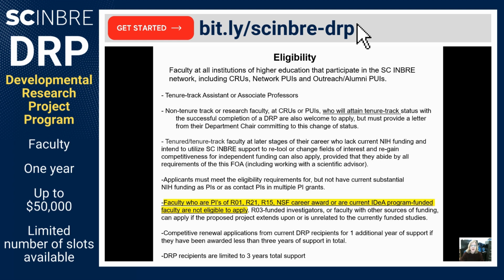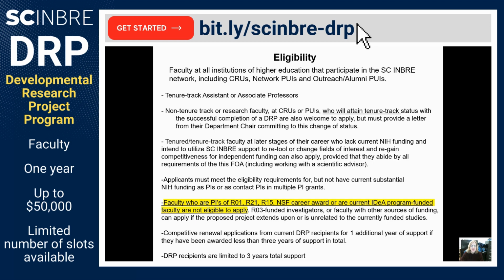Tenure track and tenured assistant, associate, and full professors are eligible to apply, and non-tenure track research faculty at our CRUs and PUIs are able to apply if they will attain a tenure track position with successful completion of their DRP. And we need to have a letter of commitment to this from the departmental chair stating that this will happen.